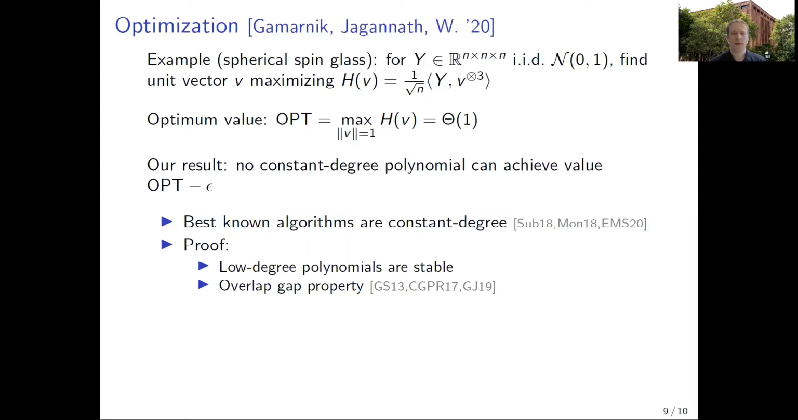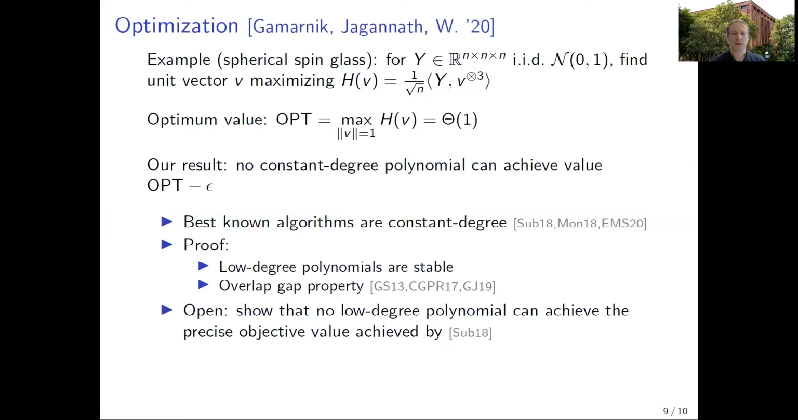We then establish a variant of the overlap gap property. This is a structural property of the solution space, which roughly says that all the good solutions are separated into clusters. This comes from a line of work started by Gamarnik and Sudan. And it turns out that this variant of the overlap gap property implies failure of any stable algorithm. And that's how we get the result.